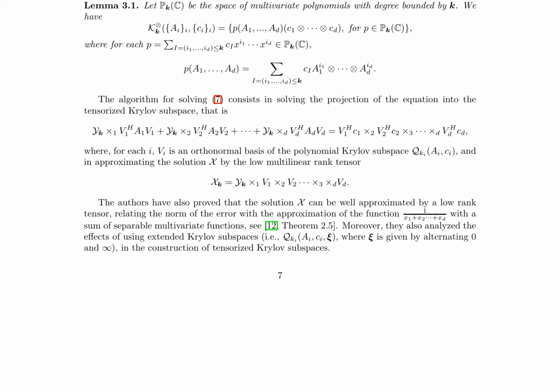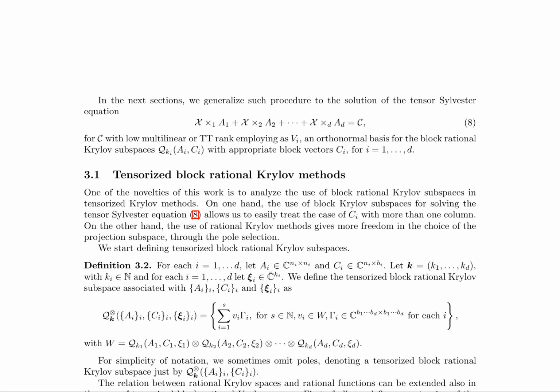A key aspect of the paper is the relationship between tensorized block rational Krylov subspaces and rational functions. The authors define an extension of the operator hollow bullet to multivariate polynomials and show that the tensorized block rational Krylov subspaces can be represented as the image of a specific rational function applied to matrices A1, ..., Ad and vectors C1, ..., Cd. This representation is crucial for understanding the properties of the solution X and its approximation using low-rank tensors.